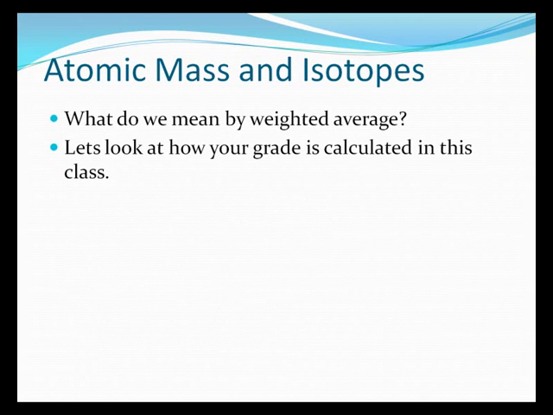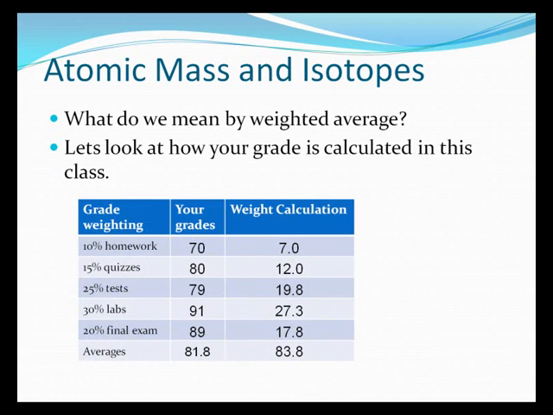One way is to look at how grades are calculated in this class. You may remember that the weightings are 10% homework, 15% quizzes, 25% tests, 30% labs, and 20% for that exam you'll have in December. If your grades were as listed, they would calculate to an average of 81.8, which would be a B-.